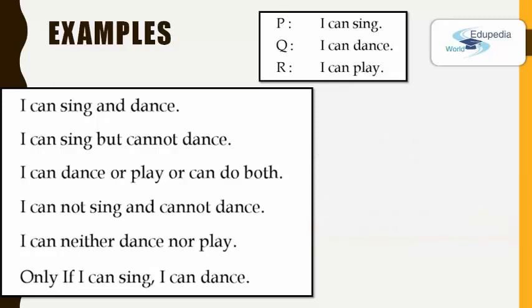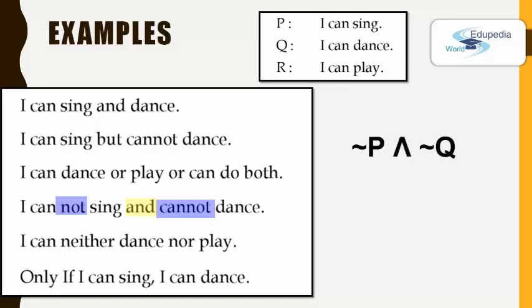The fourth statement, I cannot sing and cannot dance. Here it uses negation of two primitive statements, and those two negated primitive statements are connected with the conjunction word and. So this is how we are going to represent it.